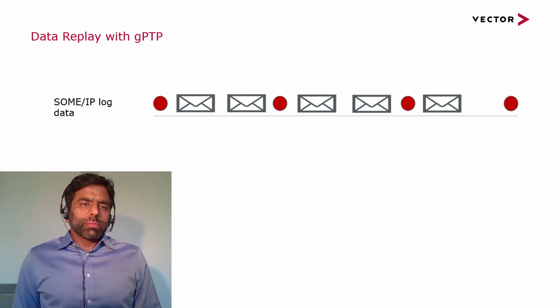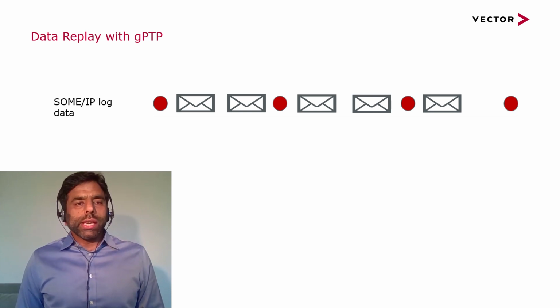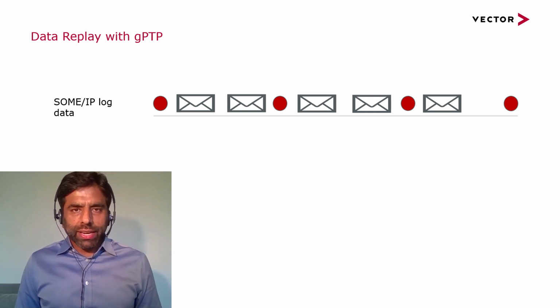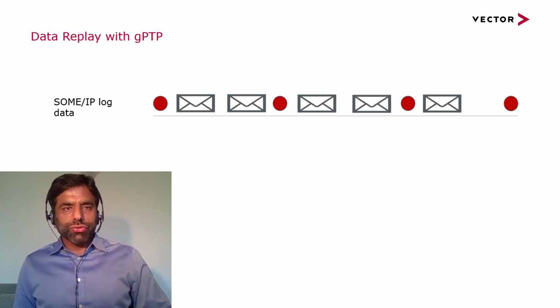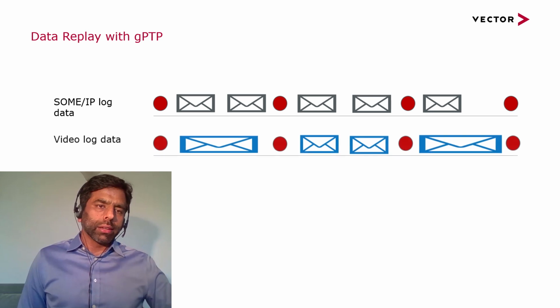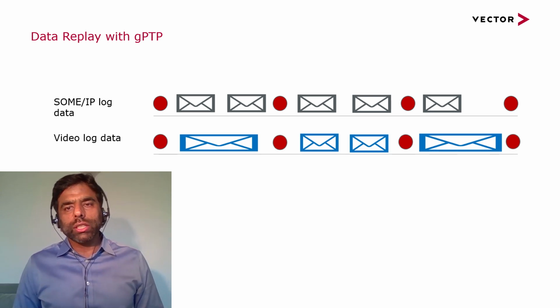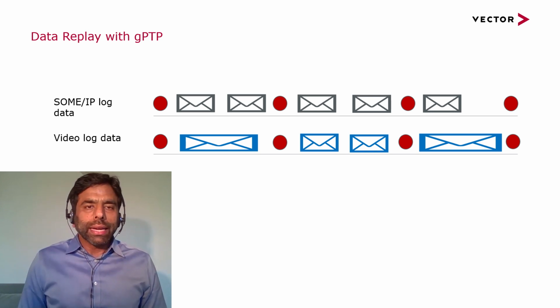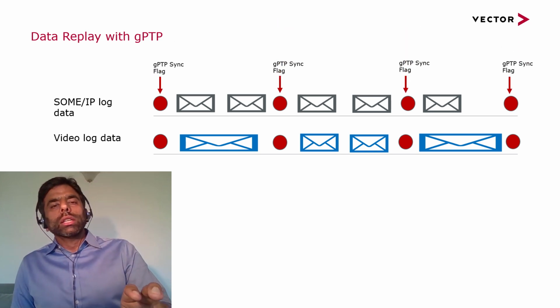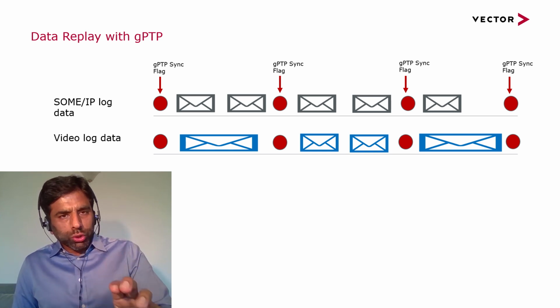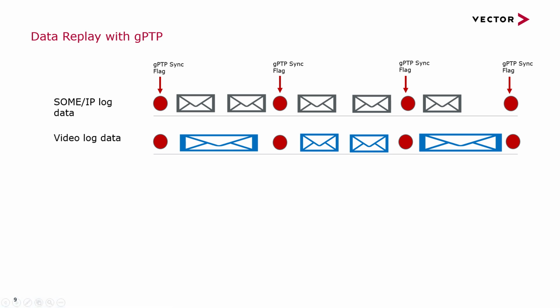Now, let's assume that this is some IP log data coming from, for example, Vector. This is the data stream within the log file. Then another setup has the video log data, and this is the data stream. Here, the red dots are the PTP sync flags. So both files are completely synchronized.